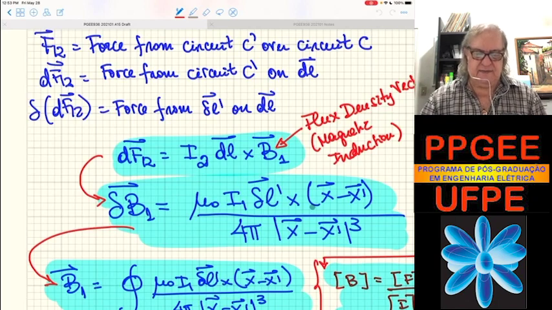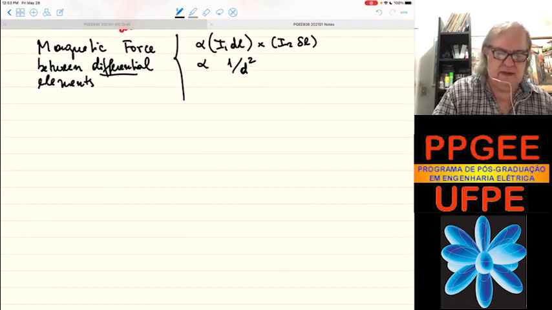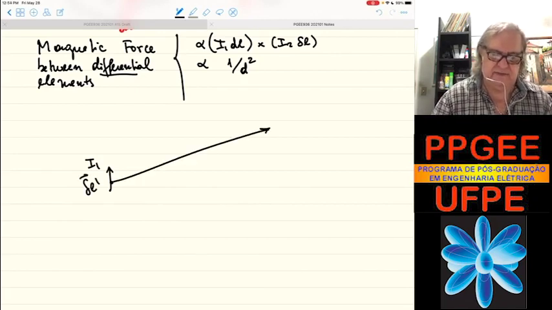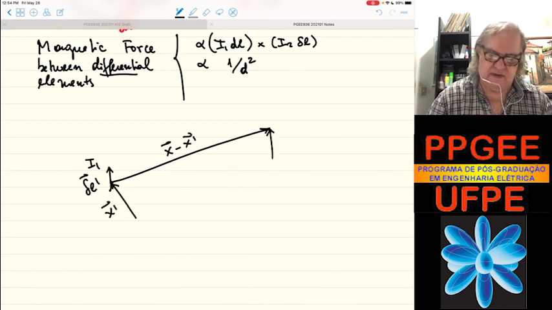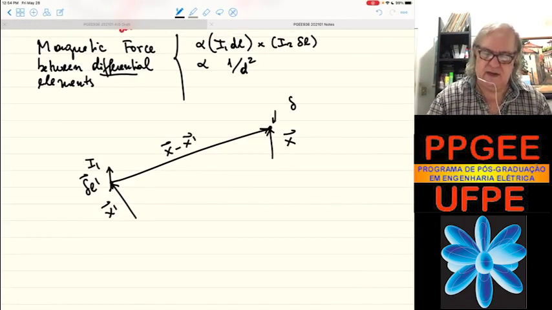And also, let me just draw here the effect due to circuit 1. If we have a loop with current I1, that's dl prime. The location of this one is x prime, and the location of this one is x. So x minus x prime is the vector between them. The field at this point here, delta B, delta B1, right?